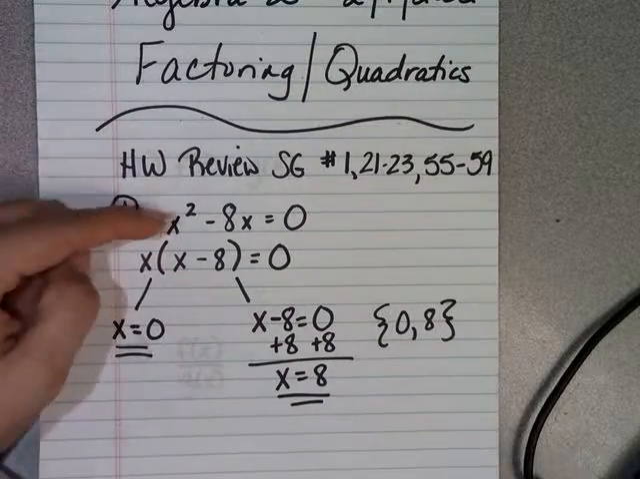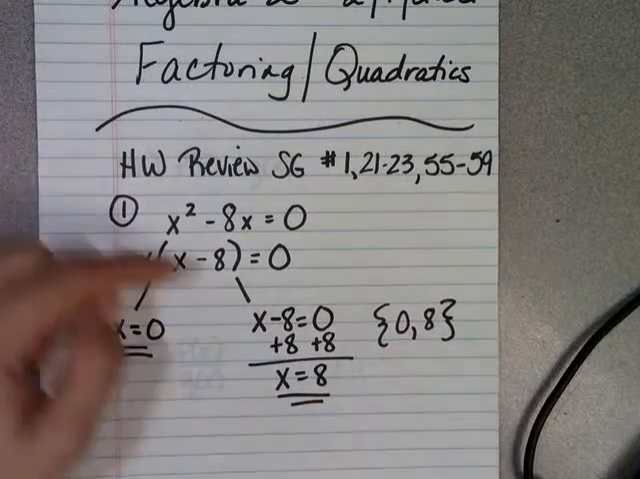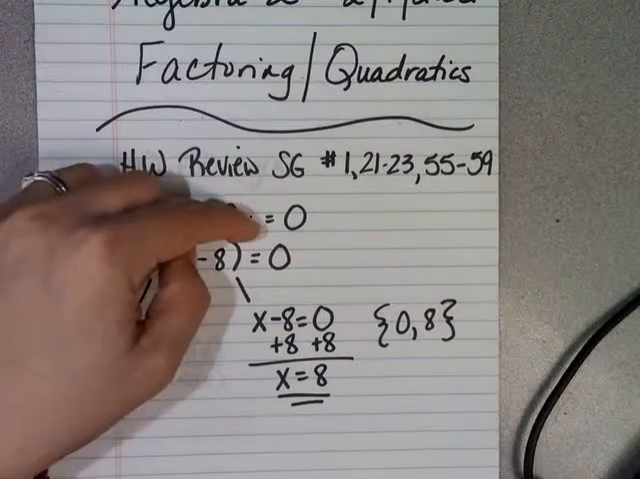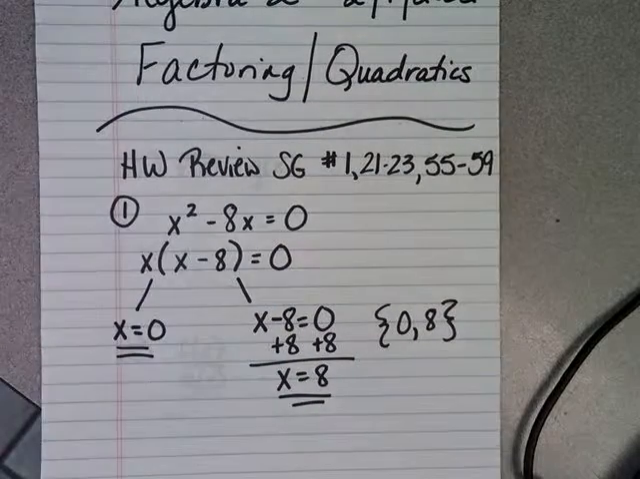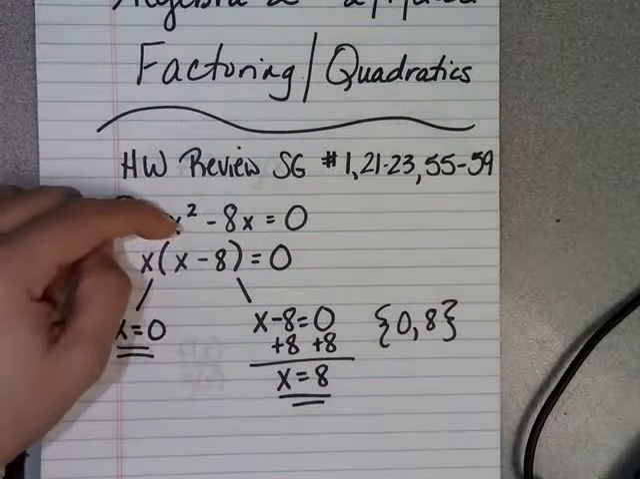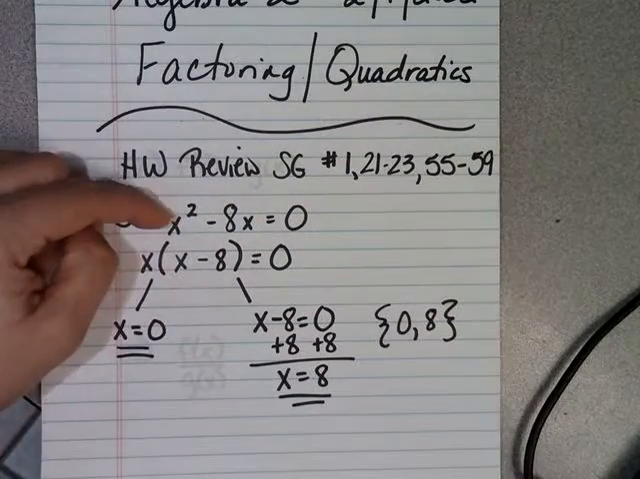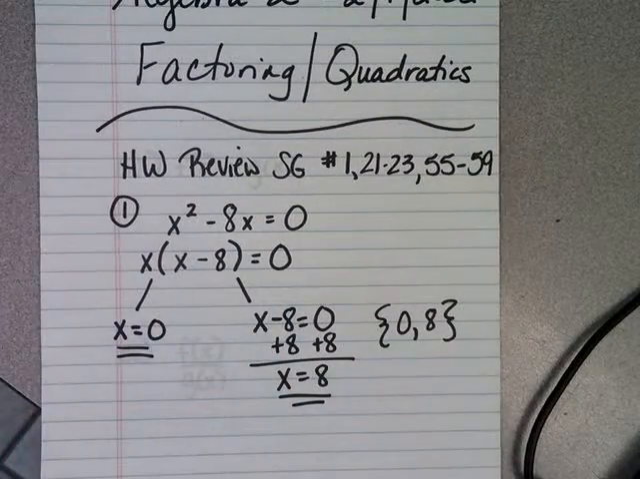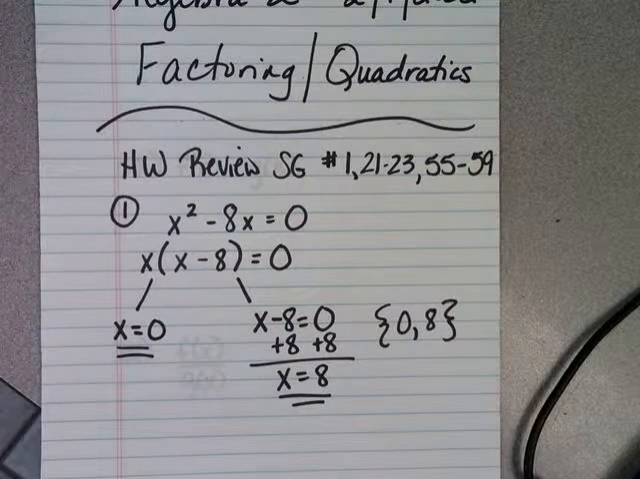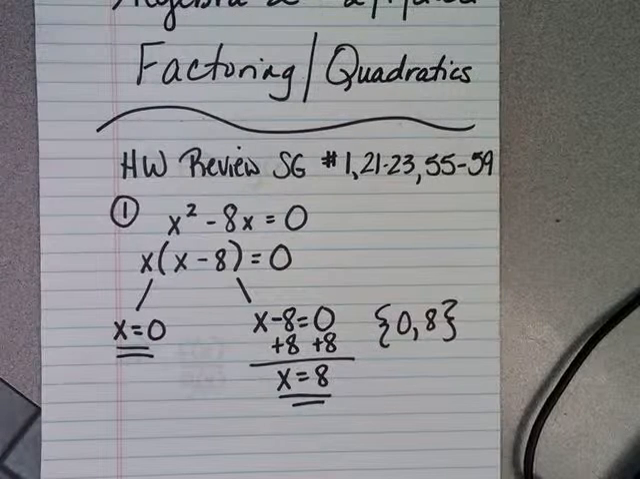You can plug this back in to see if it works. Let's see. 0 squared minus 8 times 0 equals 0. Yes. 8 squared, which is 64, minus 8 times 8, which is 64. 64 minus 64 equals 0. Check. So they both work. Your answers are 0 and 8. Please unmute yourself and ask me a question if you have a question about number 1.